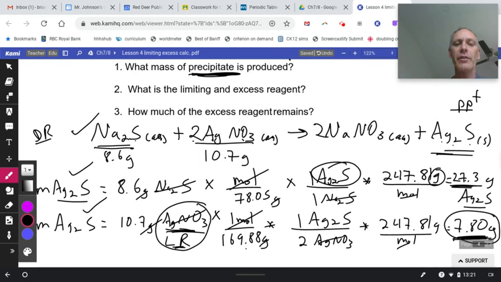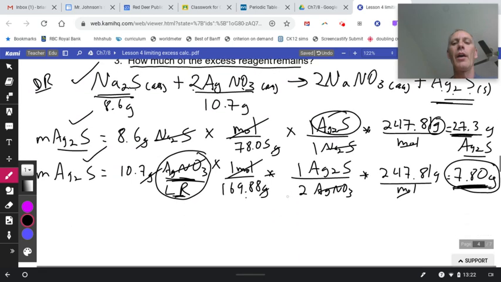Let's go back and answer these questions. What mass of precipitate is produced? 7.80 grams. What is the limiting and excess reagent? So limiting is AgNO3. Excess is the Na2S. And how much of the excess reagent remains? Whew, last step. I wasn't kidding when I said these take a while. Okay, so we want the mass of the excess.